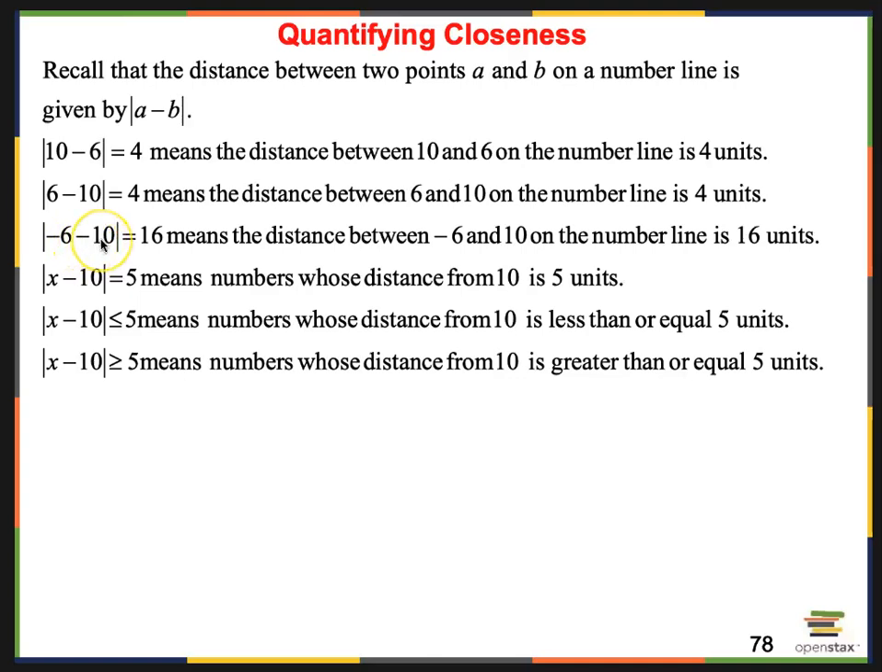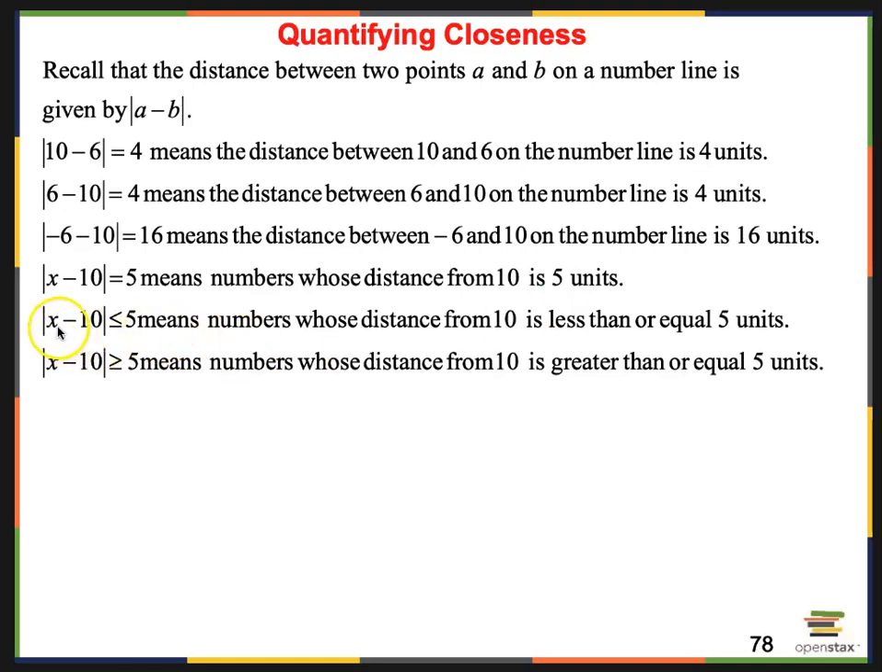Negative 6 minus 10 is negative 16. The absolute value of that is 16. So again, that's the distance between negative 6 and 10. If you look at your number line, you can see the distance between these two values. And the absolute value of x minus 10 equals 5, now we're throwing a variable in there, means numbers whose distance from 10 is 5 units. We don't know what x is. We know it's a number, but that number's distance from 10 is 5 units. So we can figure that out.